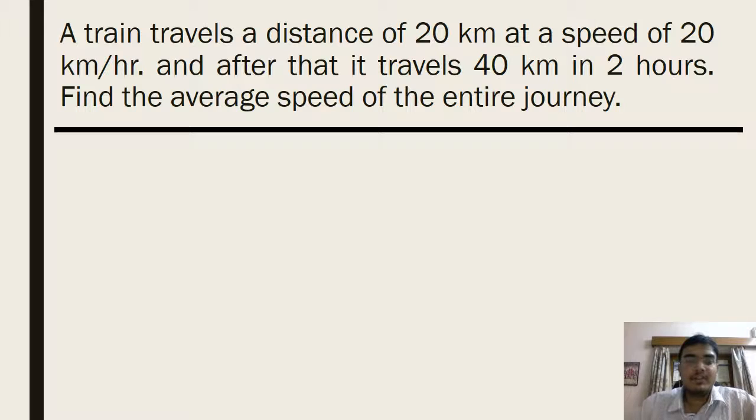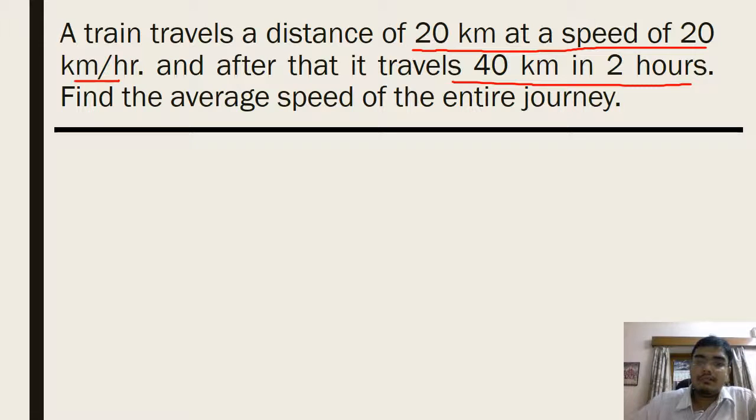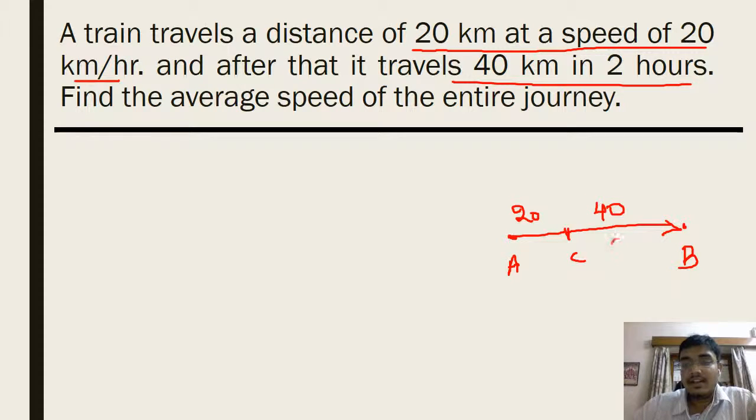Let us see another question which is asked on this topic. So try this question for a minute and then we will discuss how to solve this. So what the question says is, a train travels a distance of 20 kilometers at a speed of 20 km per hour, and after that it travels 40 kilometers in 2 hours. So we are given two different things. It is traveling from A to B, but in the whole journey it is traveling in two parts. Like from A to C, it went 20 kilometers at 20 kilometers an hour, and from C to B, it went 40 kilometers in 2 hours.